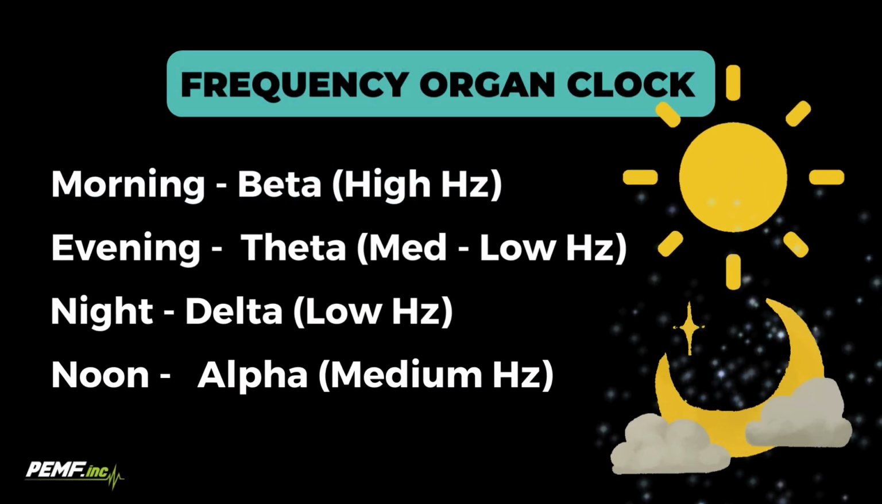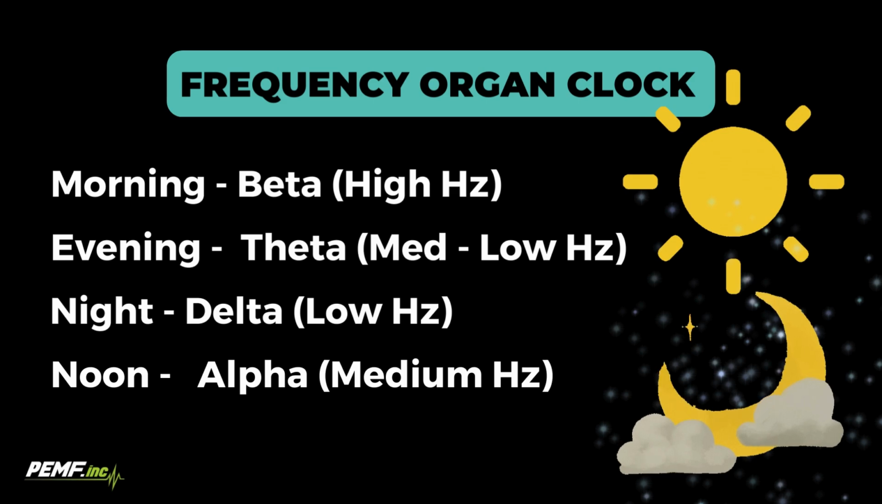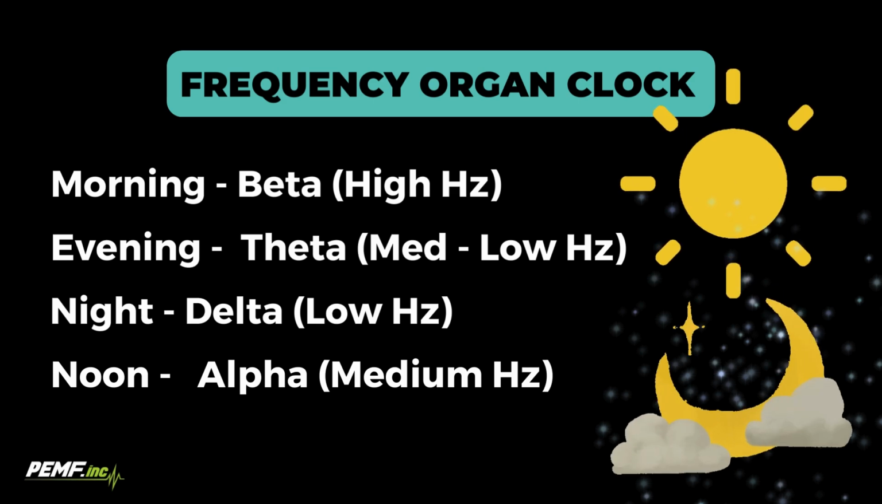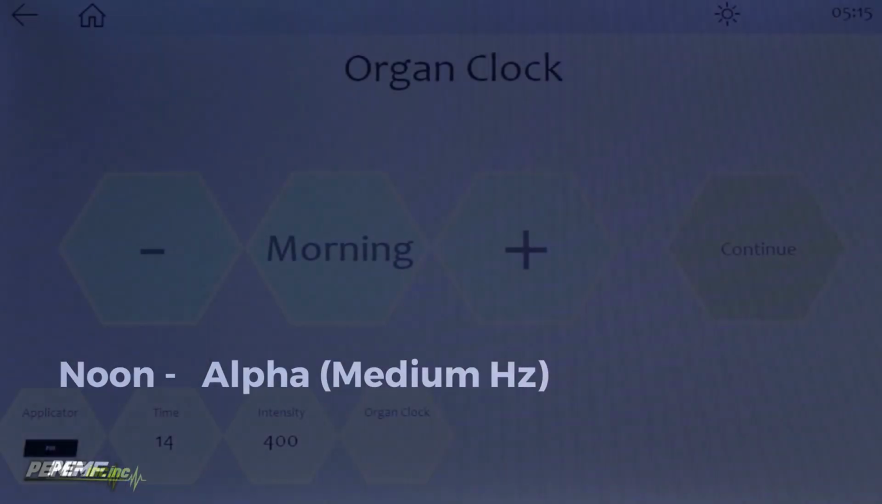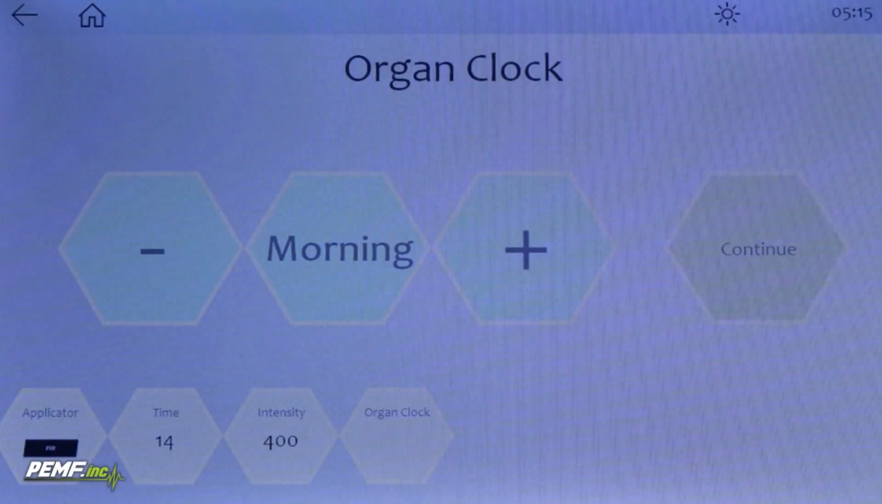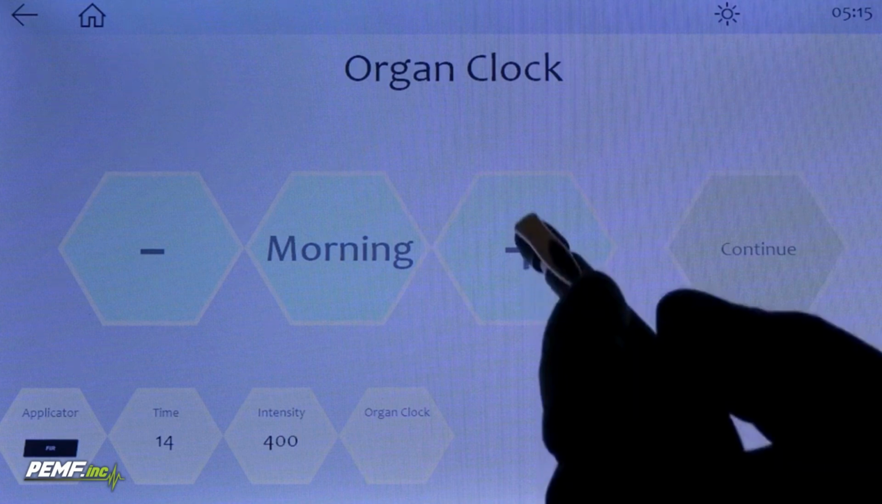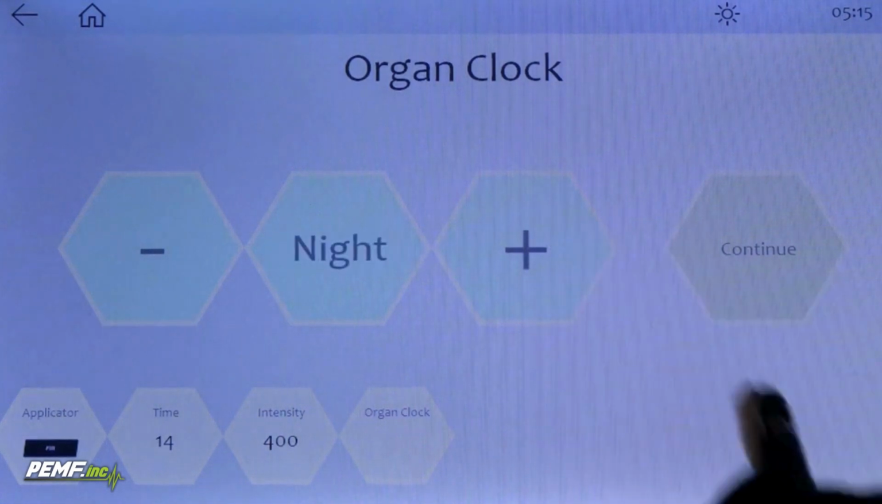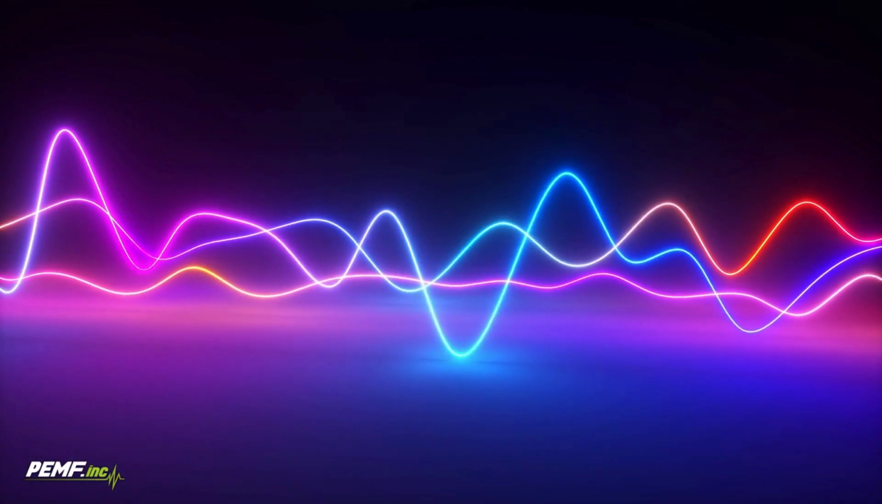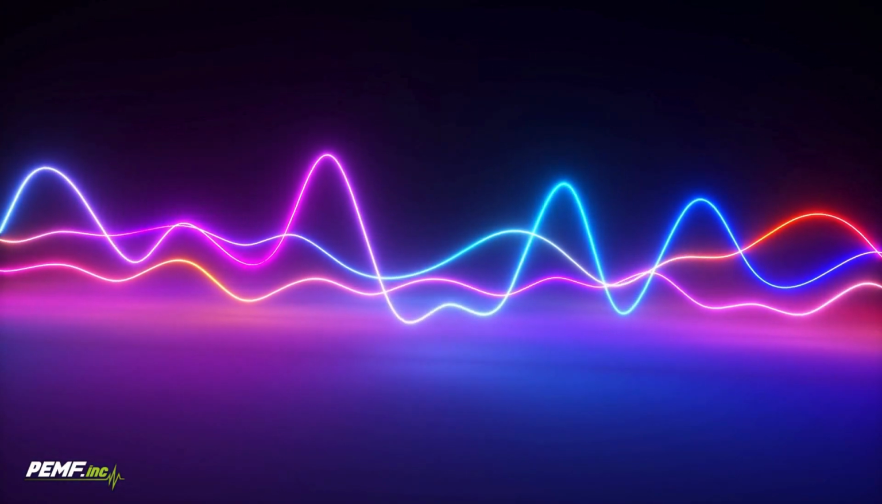The organ clock automatically adjusts to the time you have set onto the control box. You normally do not need to change anything here. If you do want to override it, you have the option of switching between the four organ clock settings: morning, noon, evening, and night. The morning setting will produce a higher frequency.